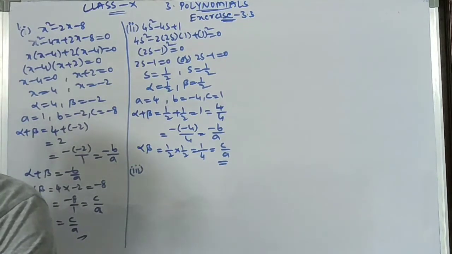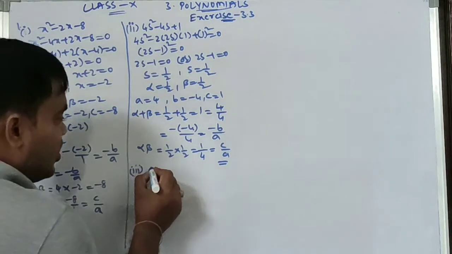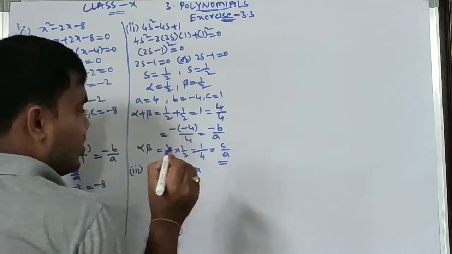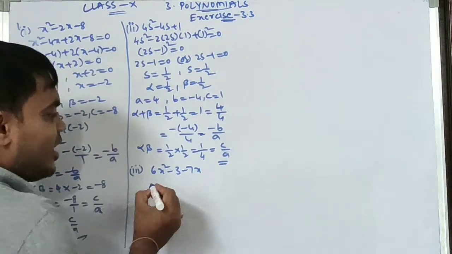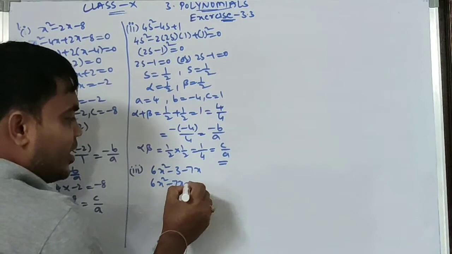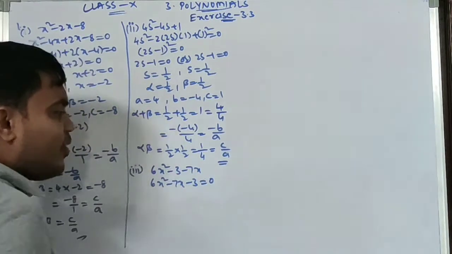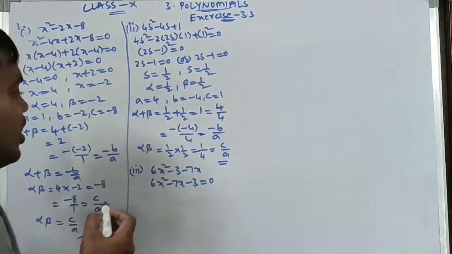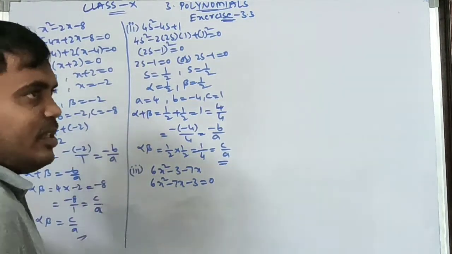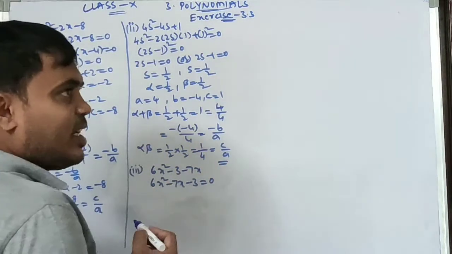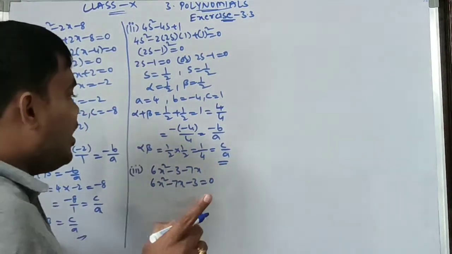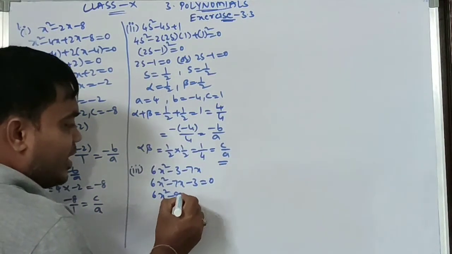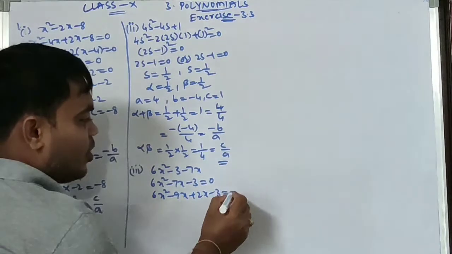In the third question, 6x square minus 3 minus 7x. I want to write in descending order of powers: 6x square minus 7x minus 3, make it equal to 0, because we need zeros; only then are we getting zeros. 6 into 3, 18. Since it is minus, we need subtraction. 9 into 2, 18. So 9 minus 2, 7. 6x square minus 9x plus 2x minus 3 equal to 0.